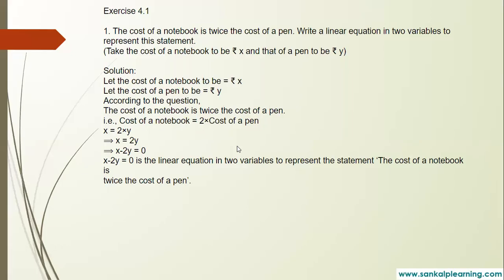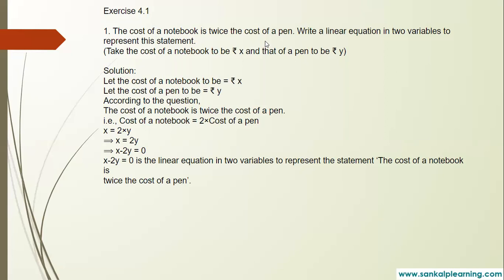Now come to the exercise 4.1. I'll read the question. The cost of a notebook is twice the cost of a pen. Write the linear equation in two variables to represent this statement. And they have given the hint. Take the cost of your notebook to be rupees X and pen to be Y. Okay, children, read the question. The cost of a notebook is twice the cost of a pen.